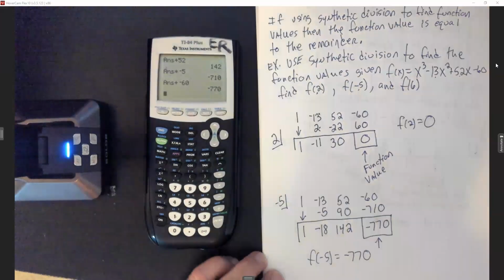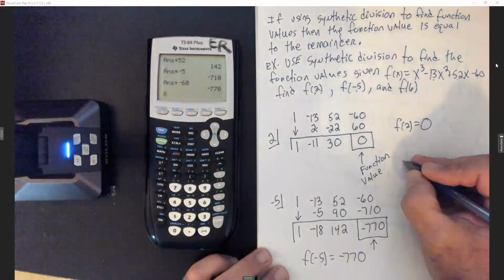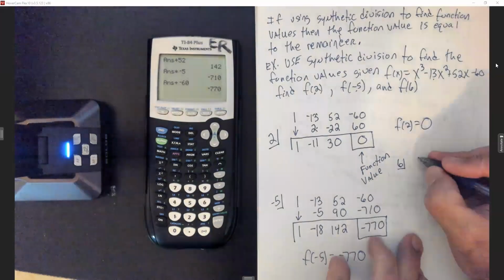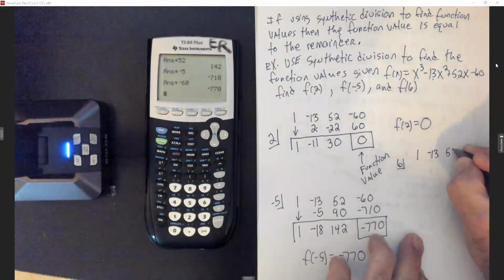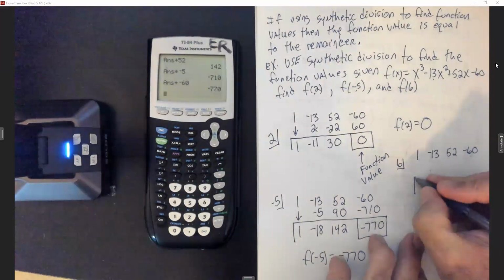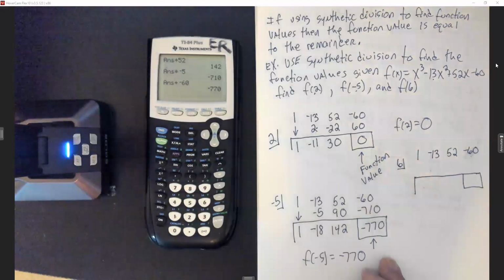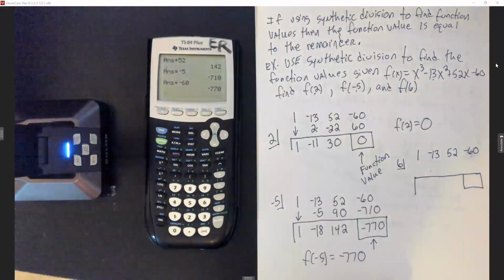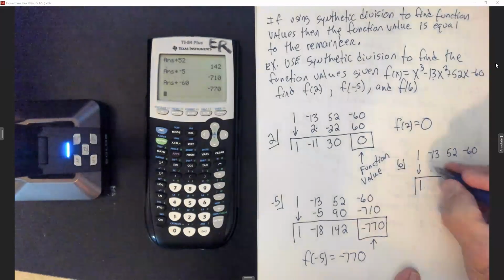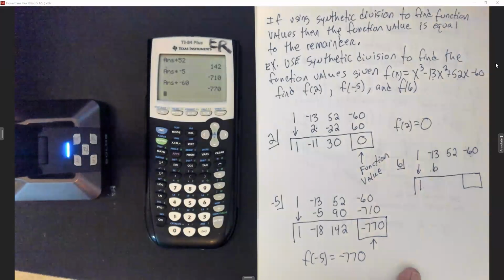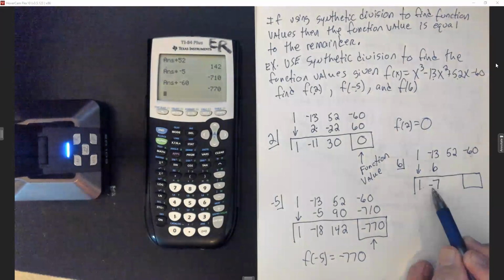All right, finally, my last number was f of 6. So I'm going to pull that over here. There's my 6. My numbers will still be 1, negative 13, 52, and negative 60. All right, y'all, here we go. We bring the 1 down. 1 times 6 is 6. Next column, add negative 13 and 6, we get a negative 7. Negative 7 times 6 is negative 42.